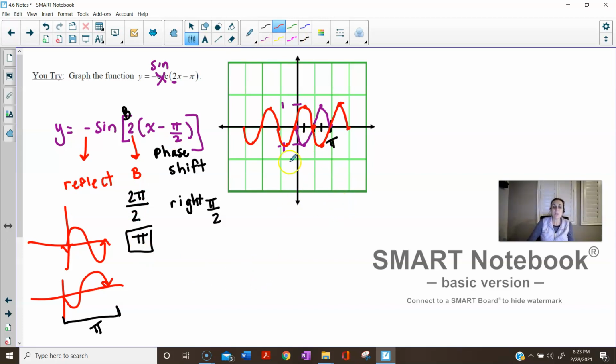And now we're not done yet because we need to put in our asymptotes. So our asymptotes are going to be here, everywhere we hit 0.